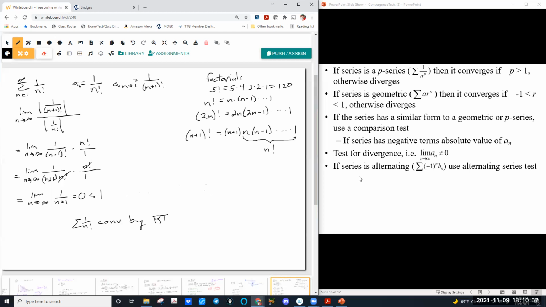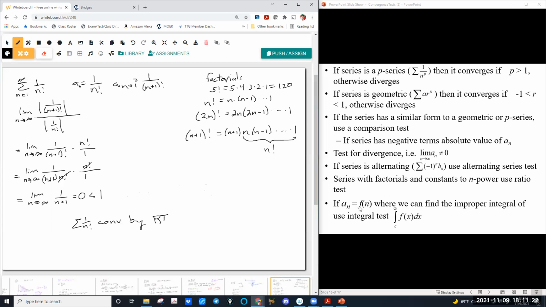If you identify a series as alternating, use the alternating series test. If you see a series with factorials and constants to the n power, use the ratio test. Now this would be a constant to the n power, but it doesn't have any factorials. So this, we would just use geometric. I'll show you one in a second that has both. Lastly, if it looks like you can take the antiderivative of your general term, use the improper integral test.